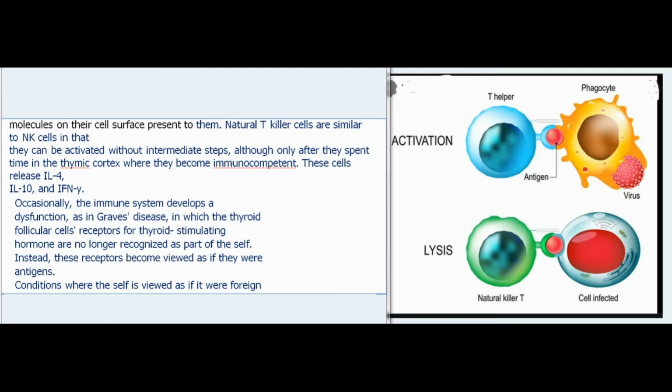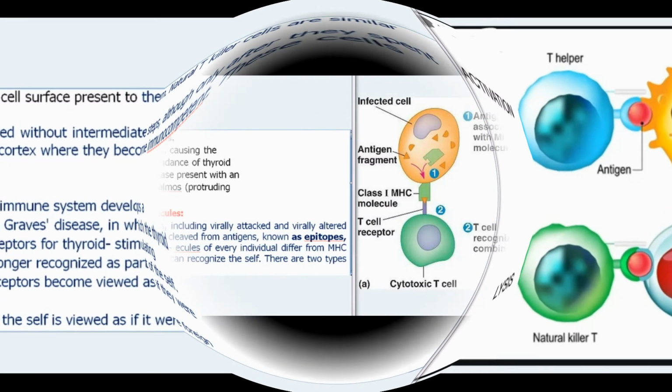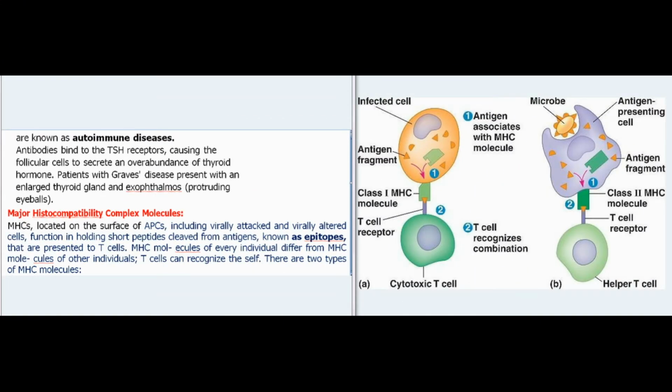Occasionally, the immune system develops a dysfunction, as in Graves' disease, in which the thyroid follicular cells' receptors for thyroid-stimulating hormone are no longer recognized as part of the self. Instead, these receptors become viewed as if they were antigens. Conditions where the self is viewed as if it were foreign are known as autoimmune diseases. Antibodies bind to the TSH receptors, causing the follicular cells to secrete an overabundance of thyroid hormone. Patients with Graves' disease present with an enlarged thyroid gland and exophthalmos, protruding eyeballs.